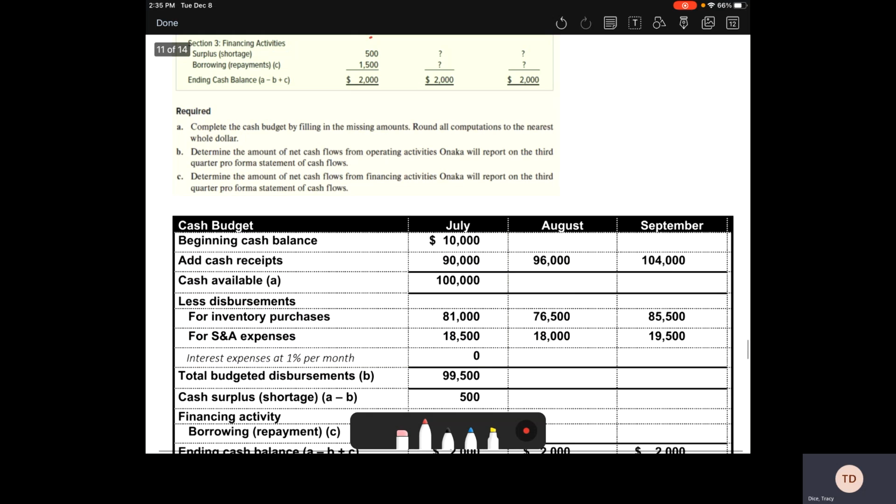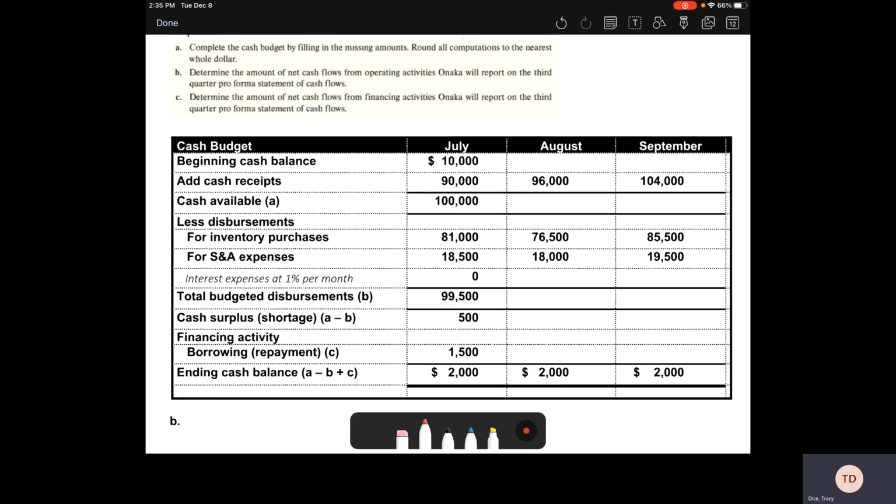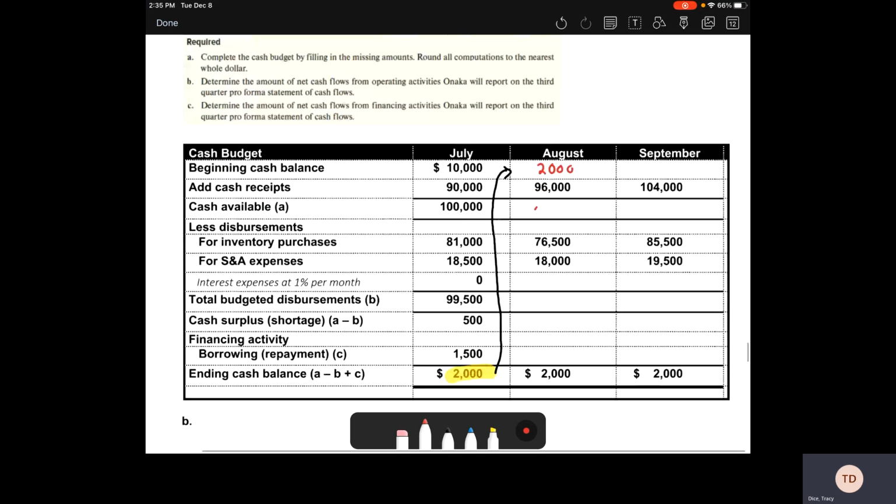So now we start to fill in August. Well, our beginning cash balance. We need to take our ending July balance and bring that up to our beginning August balance. So August, we start with $2,000 in our cash budget. We gain cash receipts of $96,000. So total for cash available in the month of August, we have $98,000 available to us. For our inventory, we purchase $76,500. We have administrative expenses of $18,000.